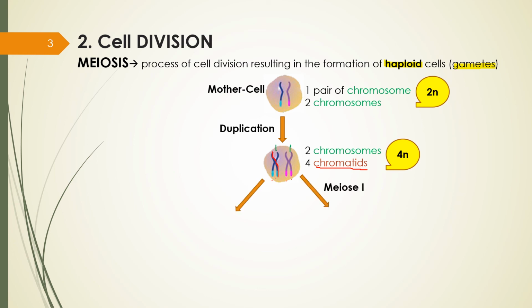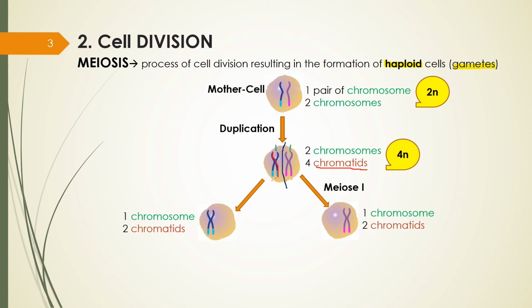So in meiosis 1, what happens? I told you before, the number of chromosomes is reduced by half. So what's going to happen to my cell here? I'm going to split the cell in 2. So each chromosome goes to one cell. So now I have just one duplicated chromosome in each cell. Okay, so I have one chromosome, but I have 2 chromatids because I have one copy of each chromosome. And this one also has one chromosome with 2 chromatids. And in this case, I had 4n before.